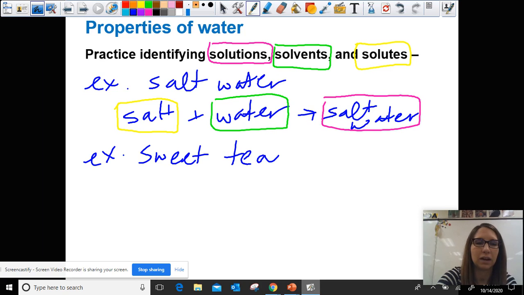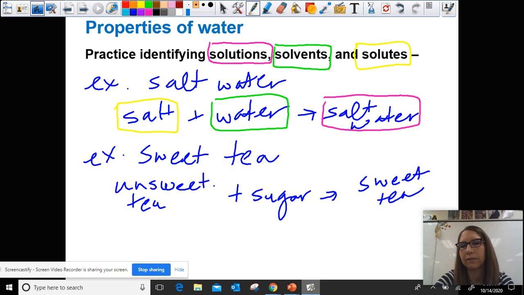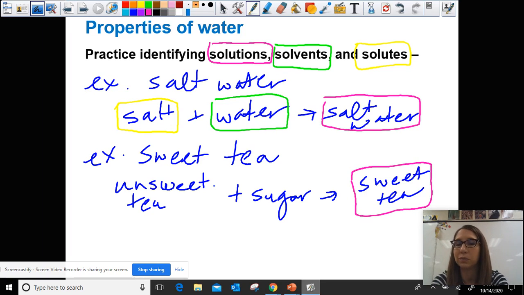So I'm going to say here for my components of this, I have unsweetened tea. So unsweet tea, and I'm going to add to that sugar, and my product is going to be sweet tea. How about that? Okay, so again, if we work in the same direction that we worked with on the last one, my product is the same as saying my solution. So in this case, my solution, what I want to make, my end goal is sweet tea.